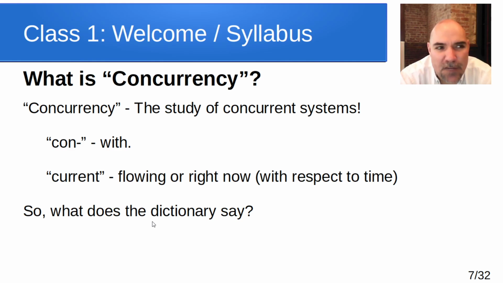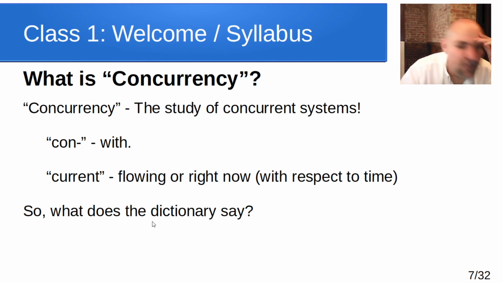Current has kind of two meanings. One would be something that flows, flowing. Or one would mean current events, like right now, meaning with respect to time, right now. But both of those kind of fit. So something that's with and flowing, well, if two things are flowing with each other, that makes sense. Or two things happening right now together.